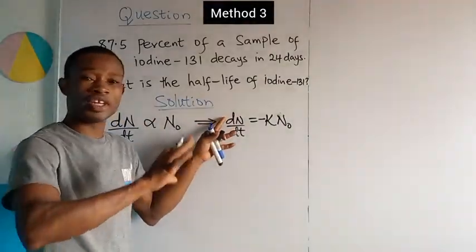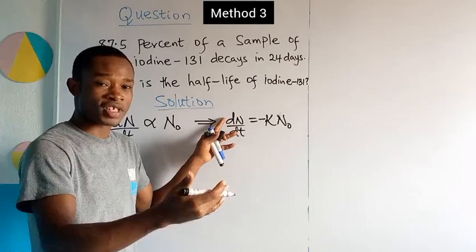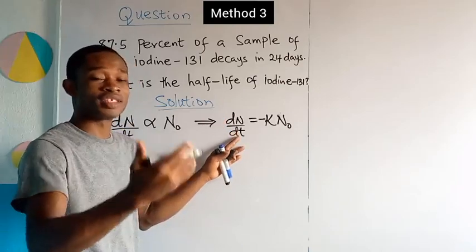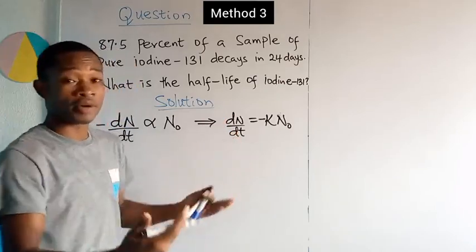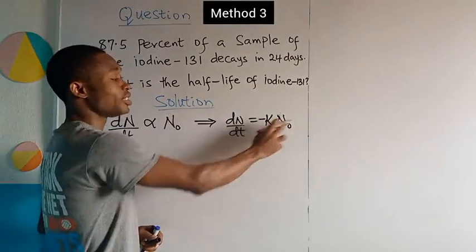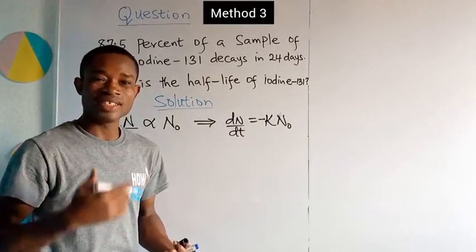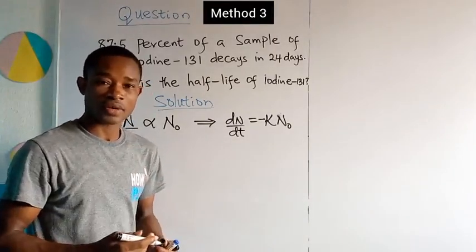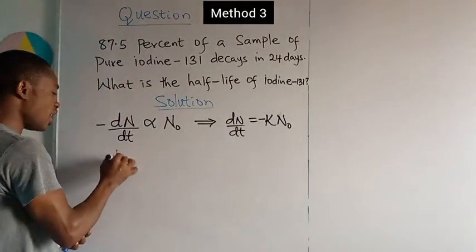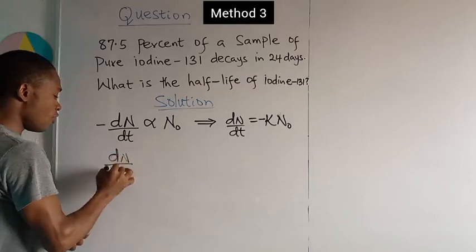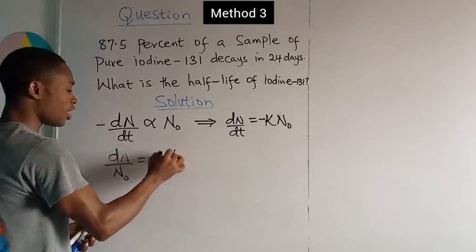This dn will be controlling anything about the amount of that substance that you have. Then dt will be controlling anything about time. To achieve this, I'll do a form of separation. Bring this n naught here, take this dt there. Since this k, I said, is a time factor, we call it the decay constant or rate constant. Is that okay? Doing that, we shall have dn over n naught equal to negative k dt.